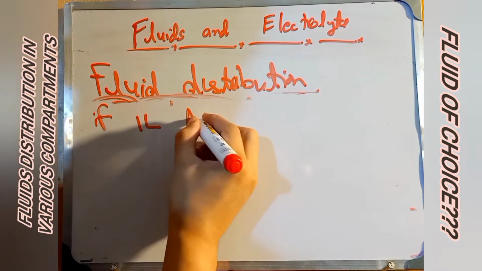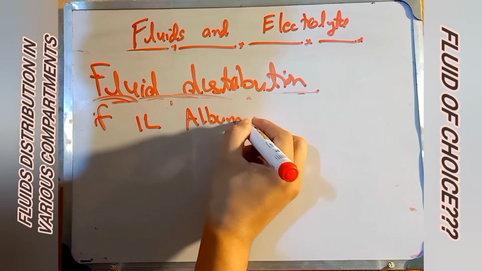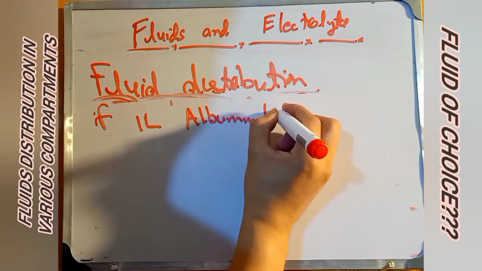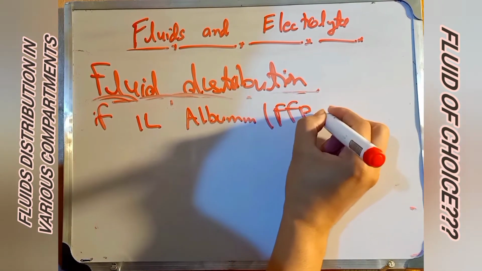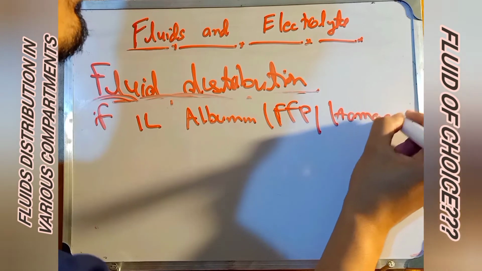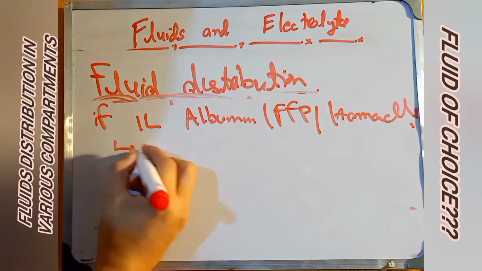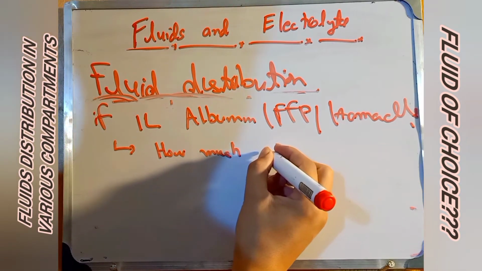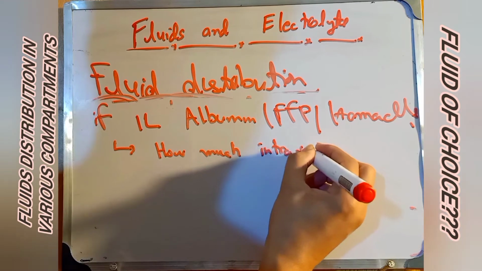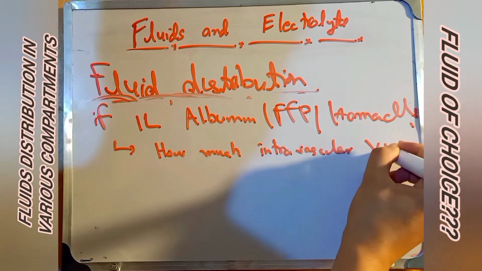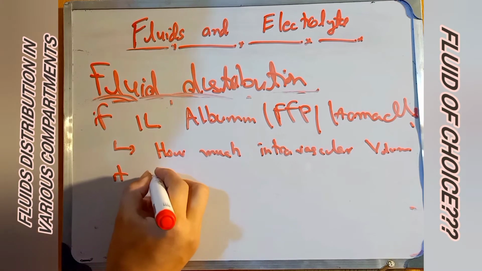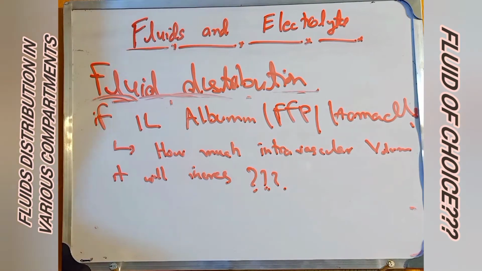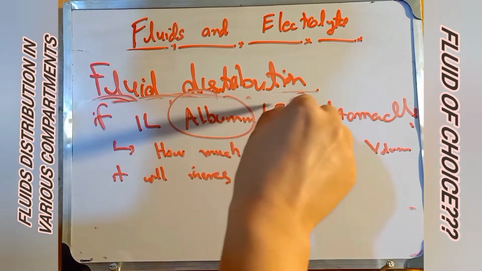In the same way, if 1 liter of albumin, I mean to say colloid, it might be albumin, hetastarch, FFPs, or Mexil, which is the most commonly used fluid in our trauma and emergency, then how much will the intravascular volume rise? It's very logical that they contain bigger molecules. They will stay there in the blood. So they will increase the intravascular volume by 1 liter. That's 100%. It's very logical.